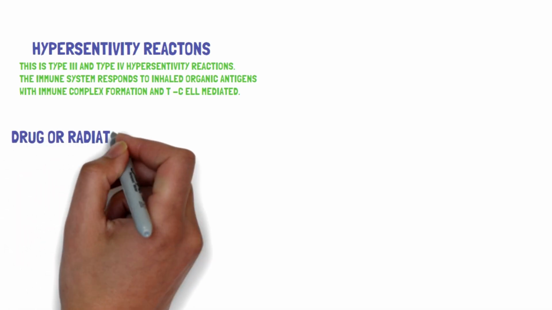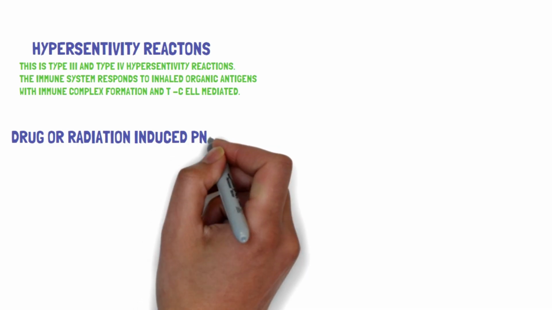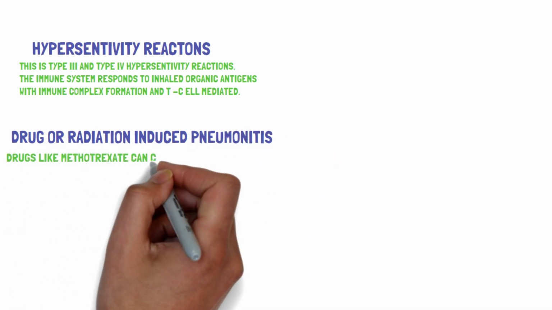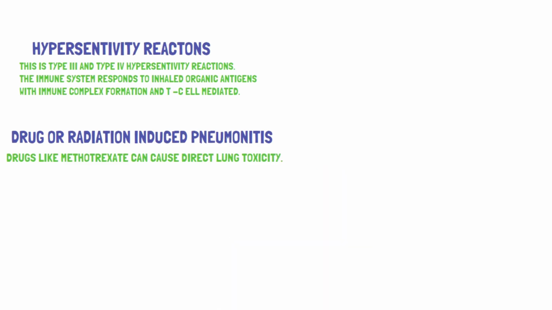Another non-infectious cause could also be drug or radiation-induced pneumonitis. So drugs like methotrexate can cause direct lung toxicity. It can provoke oxidative stress and immune-mediated lung injury, leading to inflammation and therefore pneumonia. The inflammation brings fluid into the lung tissue.